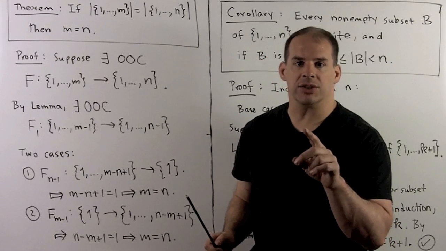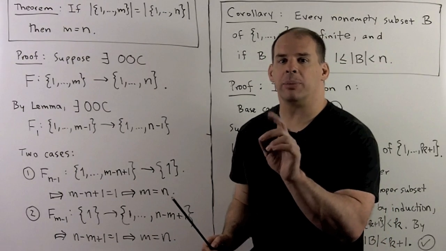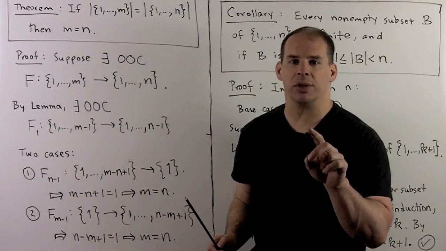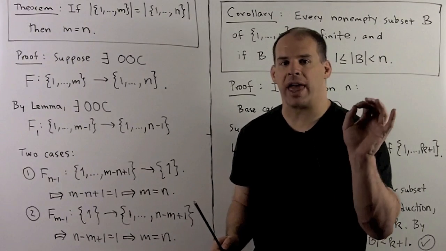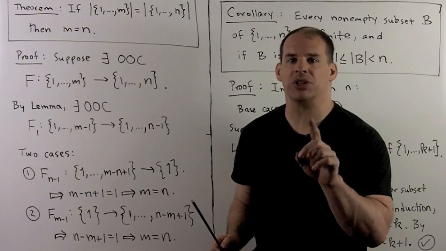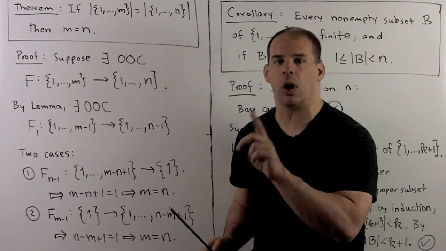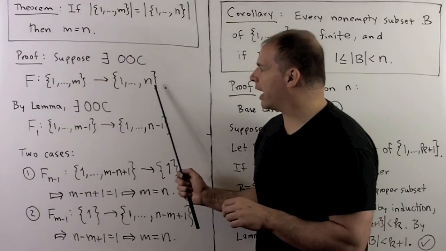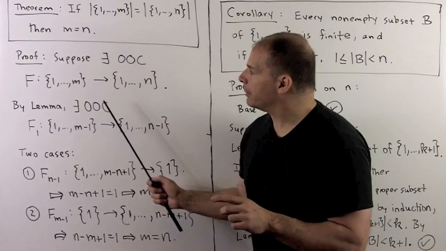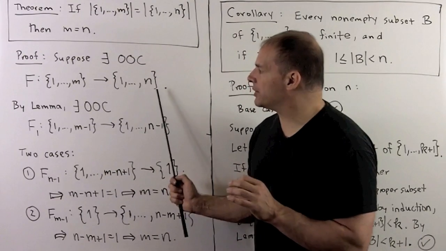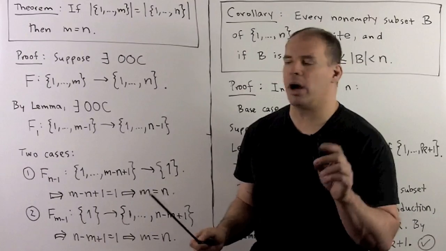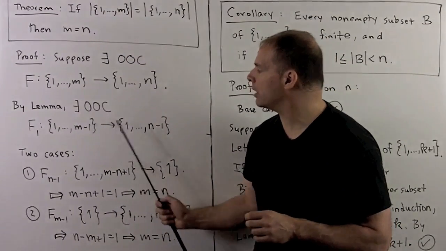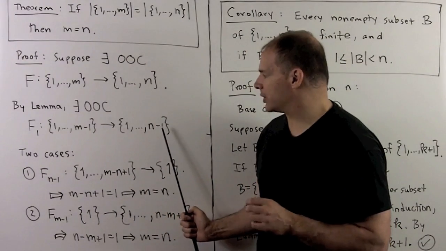Let's recall what m is. If I start at 1 and apply the successor function m minus 1 times, I get to m. In the other direction, if I start at m and apply the predecessor function m minus 1 times, I get to 1. Likewise for n. Now, if these sets have more than 2 elements in them, by our lemma, there exists a one-to-one correspondence f1 that carries {1 through m minus 1} to {1 through n minus 1}.